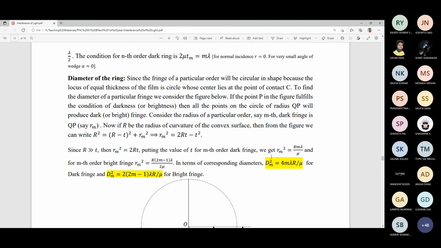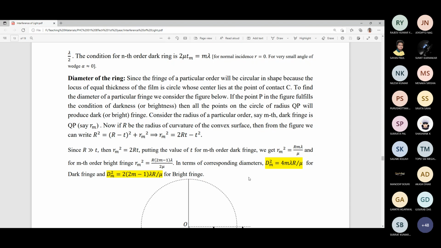Now this is the condition of dark fringe, and for bright fringe, that is Rm square equal to twice m plus 1 lambda R by 2 divided by mu.